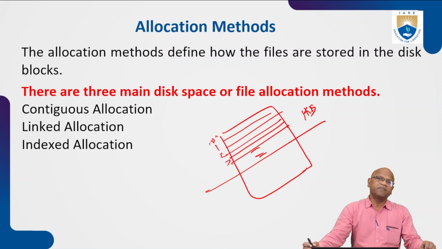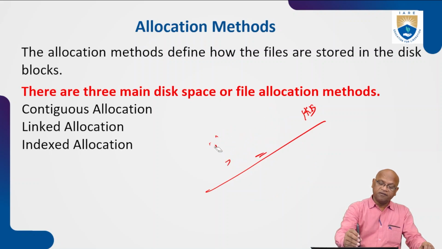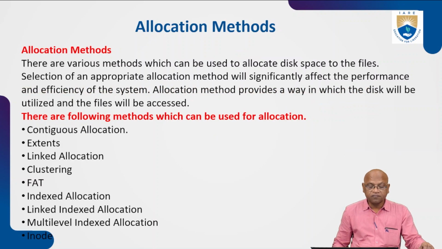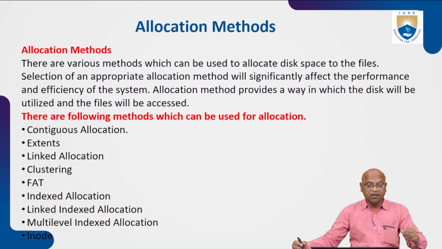We'll see there are three main disk space allocation methods. One is continuous allocation, linked allocation, and indexed allocation. So we'll see what these are. We know the block already, understood. The hard disk is divided into blocks, and if you look at this coming diagram, this is allocation methods as we discussed now: continuous allocation, extents, linked allocation, clustering, FAT, indexed allocation, linked indexed allocation, multi-level indexed allocation. We'll see one by one.